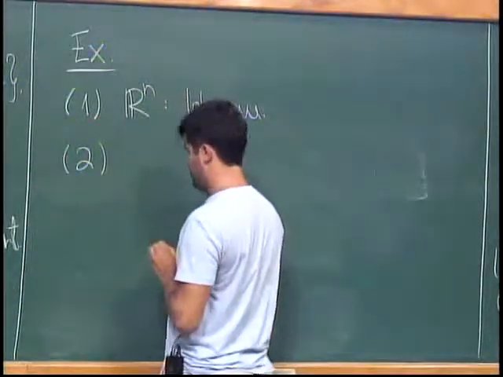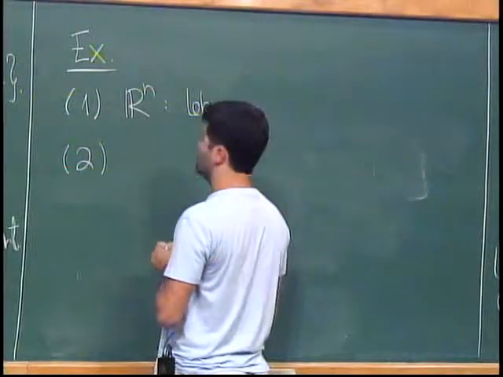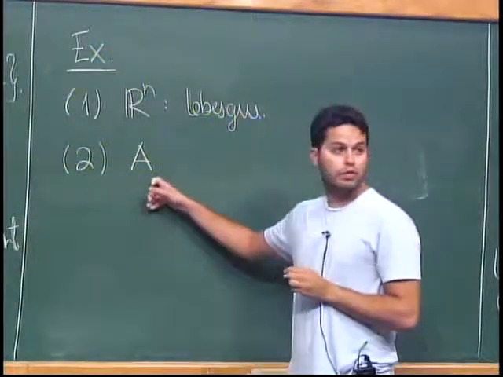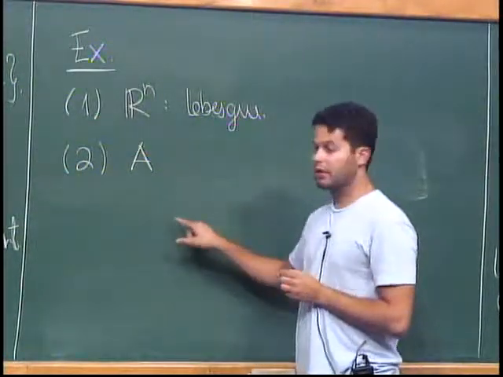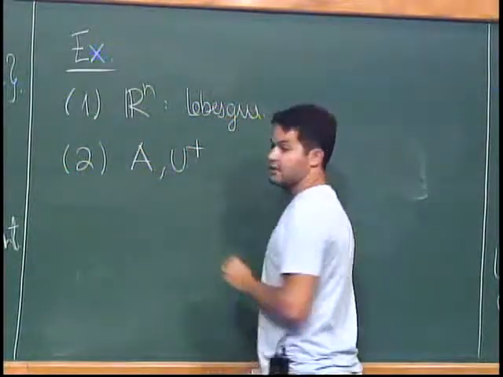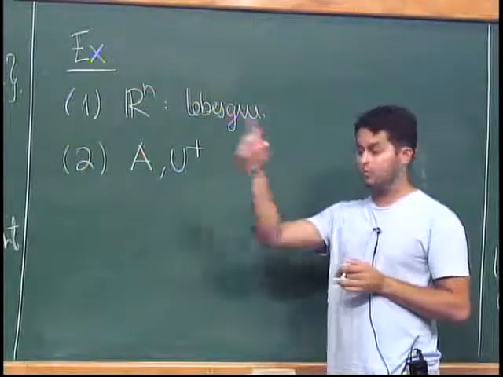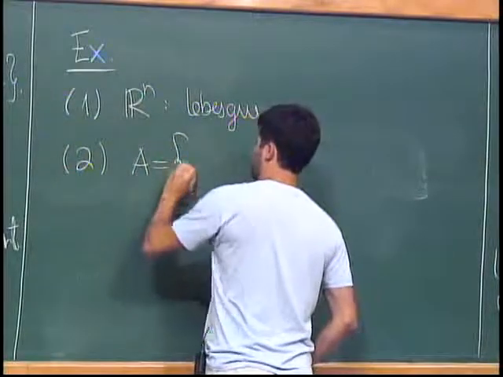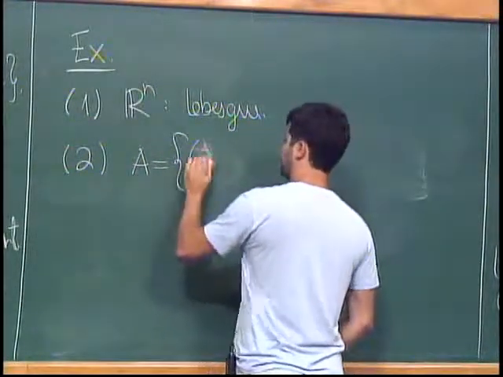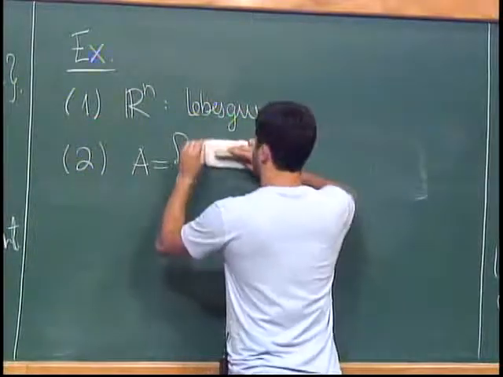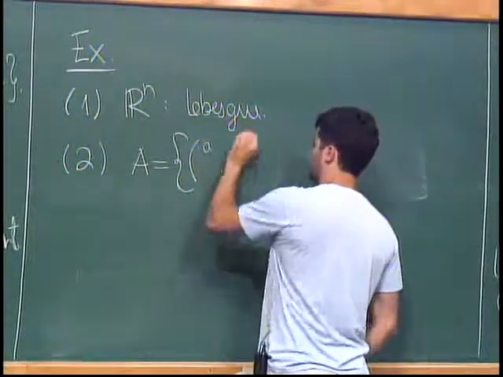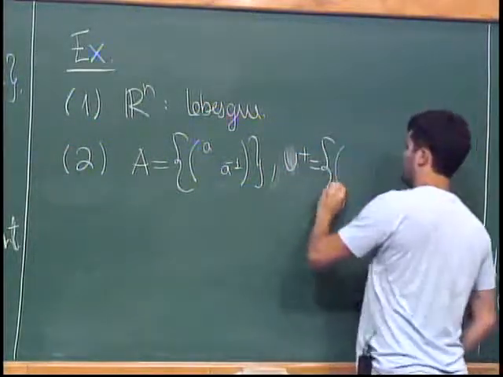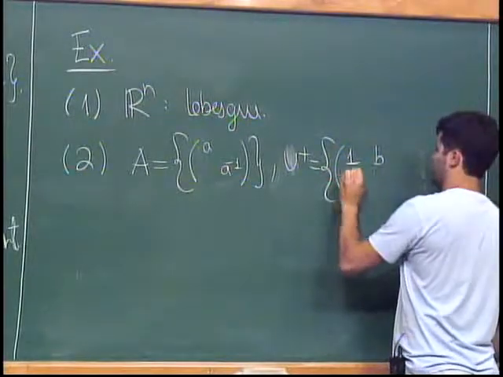So let's go to a second example. I want you to remember two subgroups that I considered yesterday. One of them is A, the diagonal subgroup, lambda 0, 0, lambda minus 1. And the other one is U plus, the unipotent subgroup, 1, b, 0, 1. So let's write it here: this is the set of lambda, lambda minus 1, let's call it A. And this is the set 1, b, 0, 1.